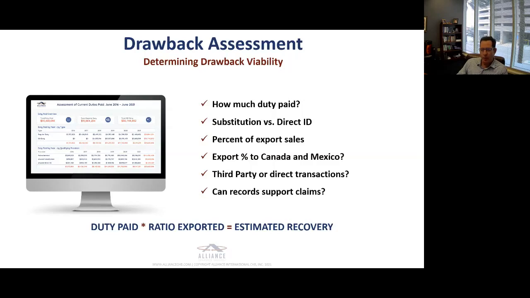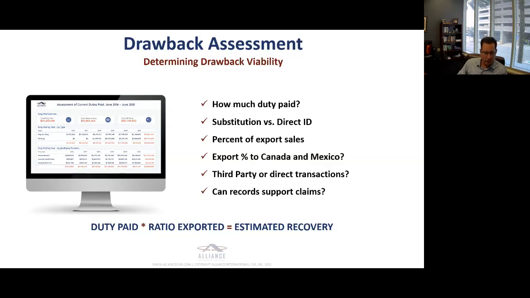Not all drawback programs are worthwhile. There's a significant amount of drawback recovery that remains on the table each year, some of it simply because the company is not aware of the opportunity. You can imagine the regulatory structure can be somewhat daunting. I can tell you right now, providers like Alliance in the industry are being very selective.